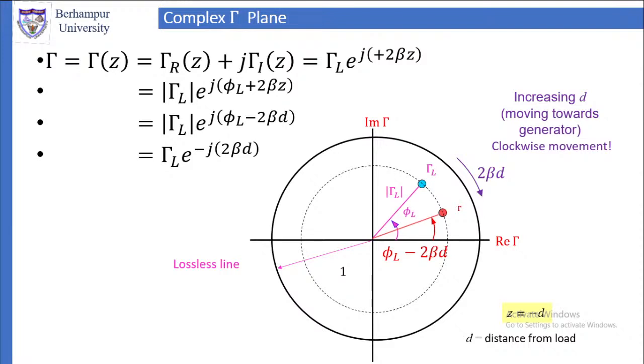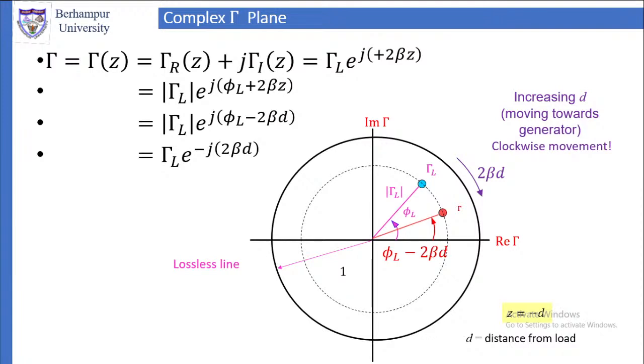Now which is the exact point where we have to locate the gamma L or the reflection coefficient? That point is where the phase angle is phi L. So how do you find out phi L? Go from the real axis. If phi L is positive, we have to move in the anti-clockwise direction. Negative means we have to move in the clockwise direction. So move from the real axis in the anti-clockwise direction by an angle of phi L.